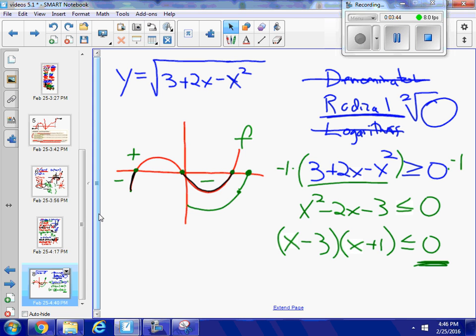That's important, because that's the only way we can really determine the domain of this polynomial that we're dealing with, because I have to make sure that the radicand is greater than or equal to 0. That's why I'm doing all these calculations.